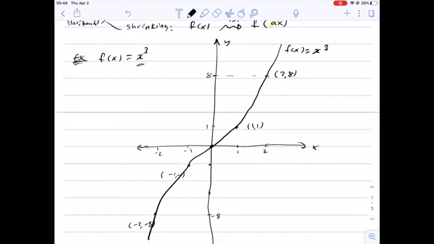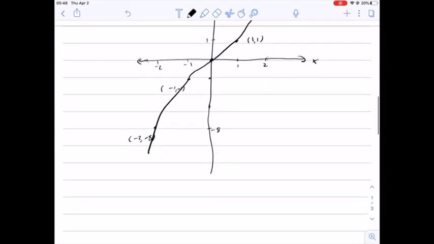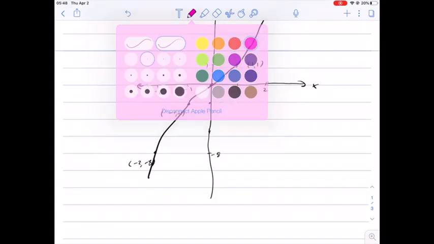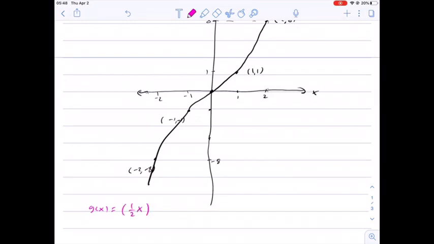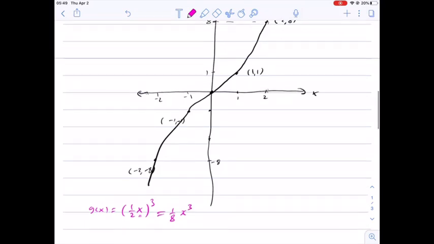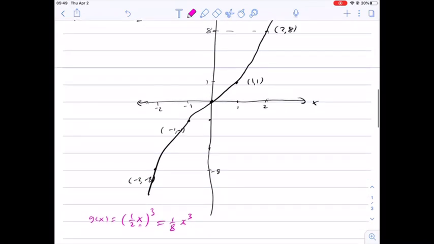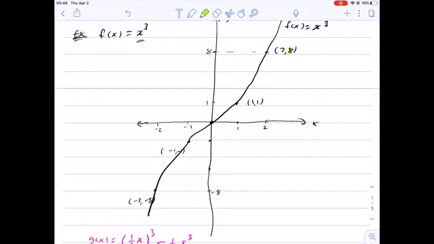Now let's multiply the variable by some constant. Let's first multiply it by a constant that's less than 1. So I'm going to use this color. g of x equals (1/2 x) cubed. So we just multiply the variable x by 1/2. We didn't multiply the whole function by 1/2. Now we can simplify. 1/2 cubed is 1/8, so the function is 1/8 x cubed. This is as if we multiply the original function by 1/8. So that means we multiply the y coordinate of each point by 1/8.